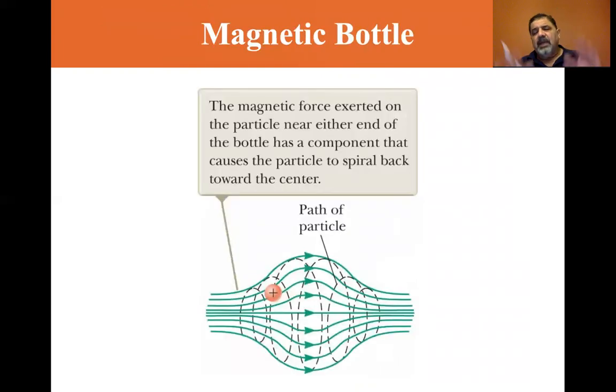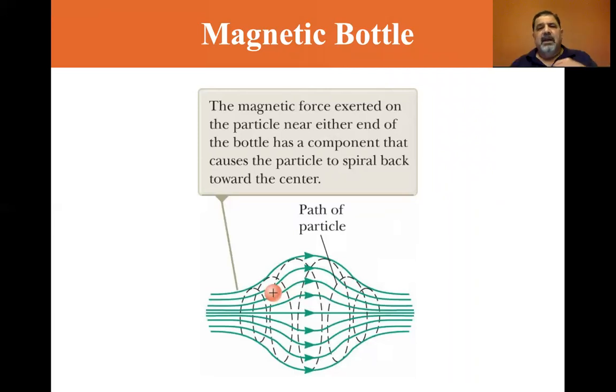Let's see. Now we have some applications. This is a magnetic bottle. The magnetic force exerted on the particle near either end of the bottle has a component that causes the particle to spiral back toward the center. So this magnetic bottle is sort of a trap. If you have two rings setting up a magnetic field, you can get this shape.